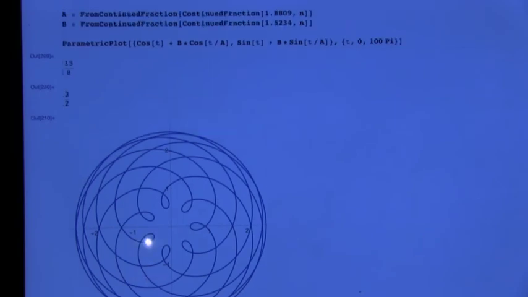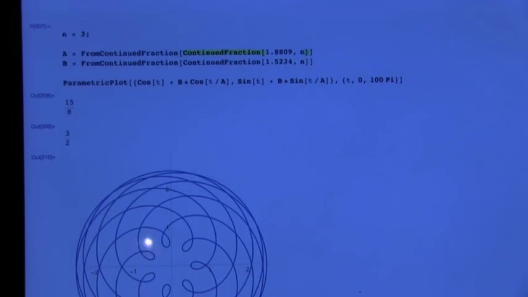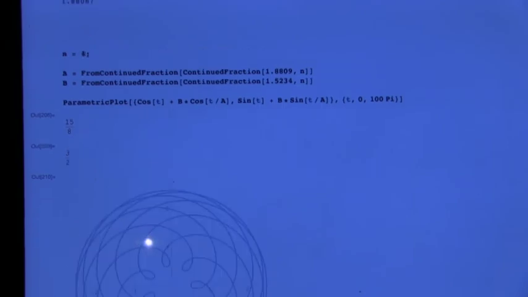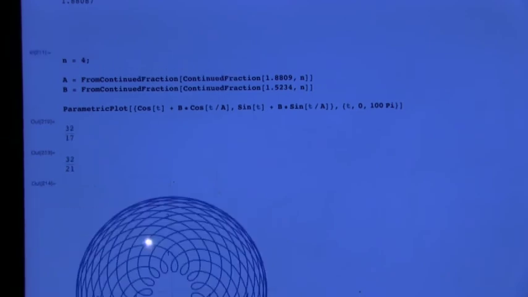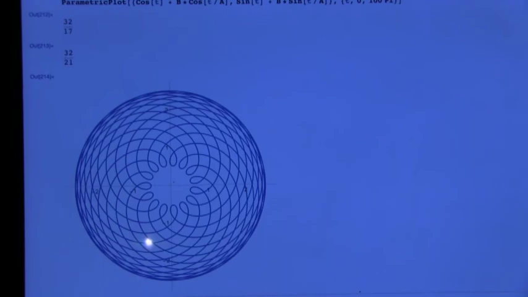And if I make a better approximation, say I use the first four pieces of the continued fraction, what do you think it's going to look like? Maybe more loops in here. And more symmetry. There are more teardrop shapes. Pretty cool, huh?